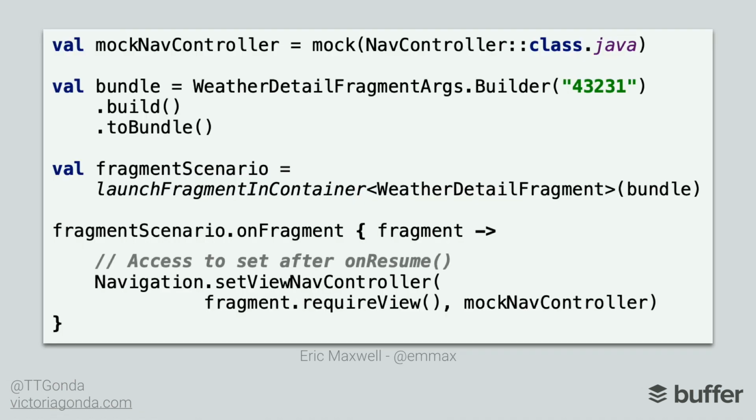Eric had a great example yesterday of how this can work alongside the navigation component. Here, a bundle is created for the args. Then it starts with launch fragment with container to launch the fragment. Then the mock nav controller is set in that onFragment block. And then after that, you can control the view using Espresso, and we'll cover Espresso in just a minute here.